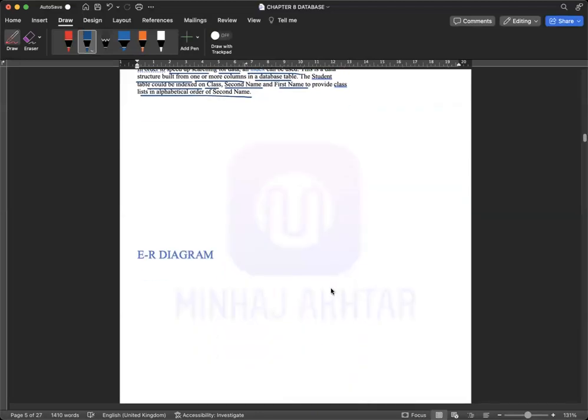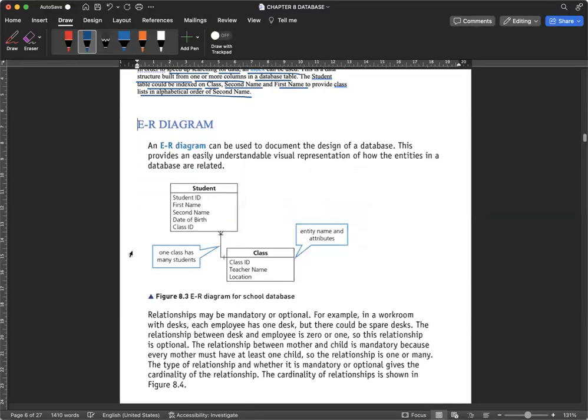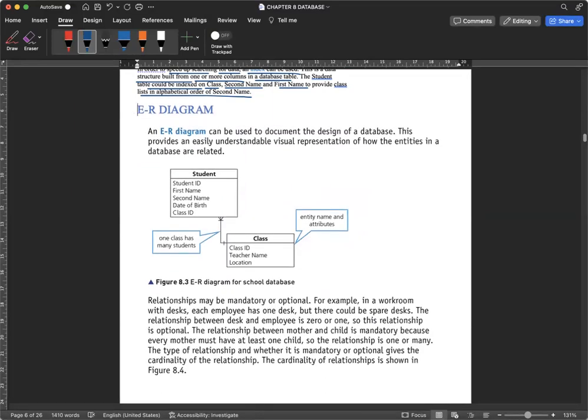Okay, so now we are going to start a new topic. That is called ER diagram. What is it called?